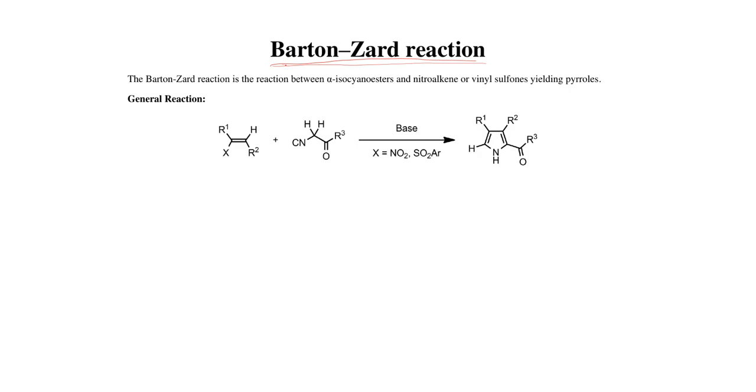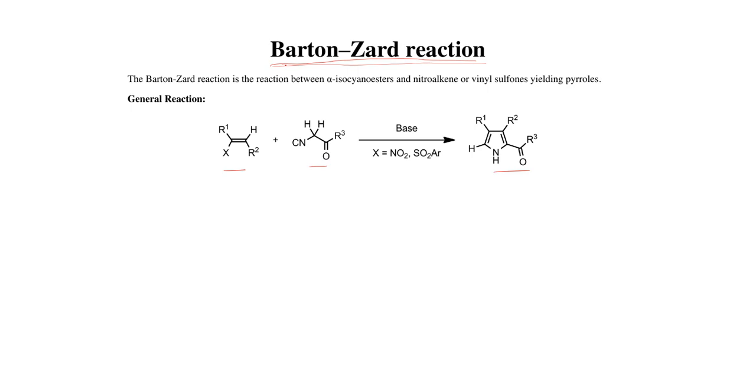In Barton-Zard reaction, nitroalkene or vinyl sulfone react with α-cyanoester in the presence of base to produce pyrrole. But don't confuse with Barton Decarboxylation reaction in which carboxylic acid or acid halide converted into alkane, or Barton deoxygenation reaction in which alcohol converted into alkane, or Barton reaction in which alcohol converted into oxide. In this case, vinyl sulfone or nitroalkene react with α-cyanoester in the presence of base to produce pyrrole.